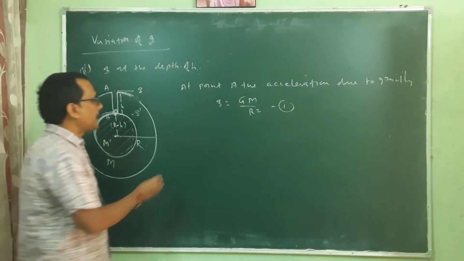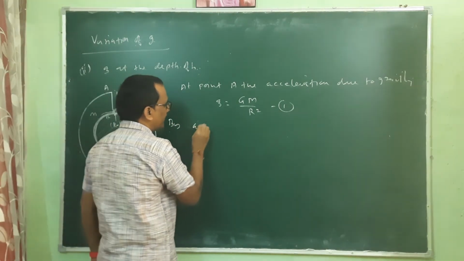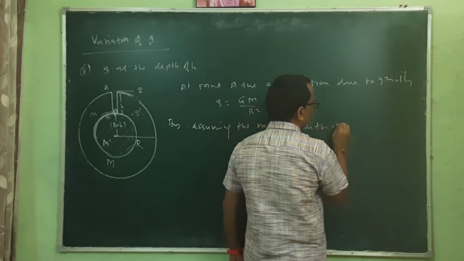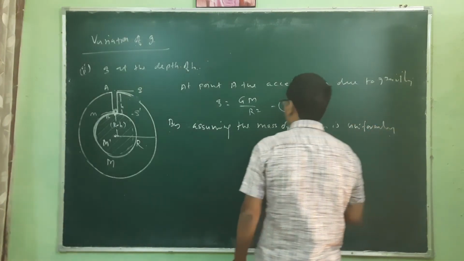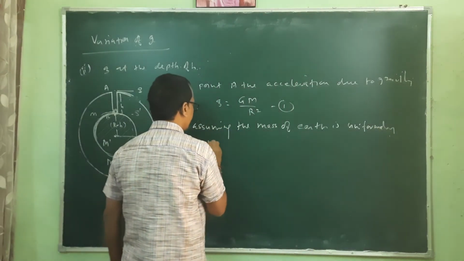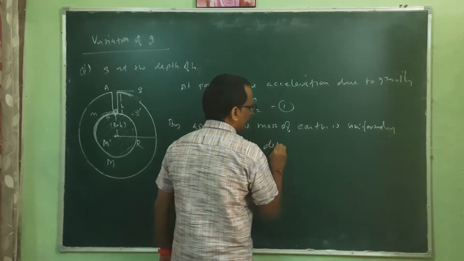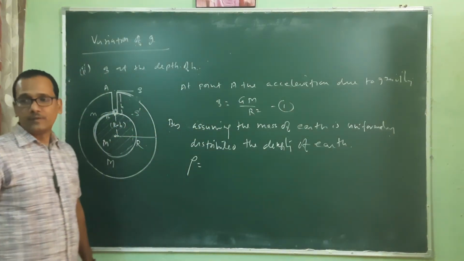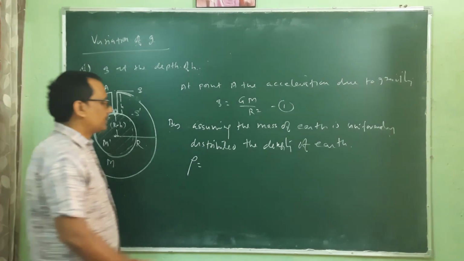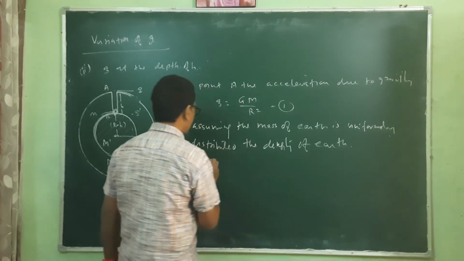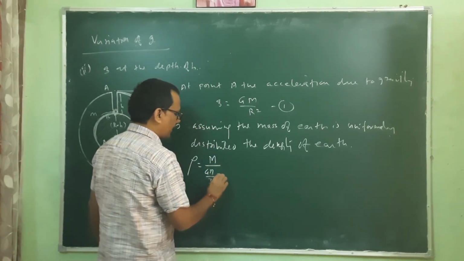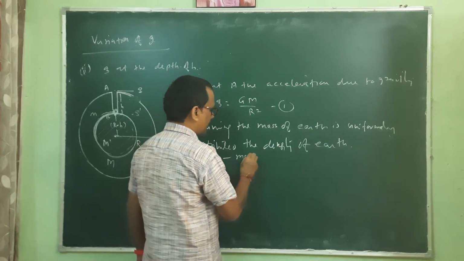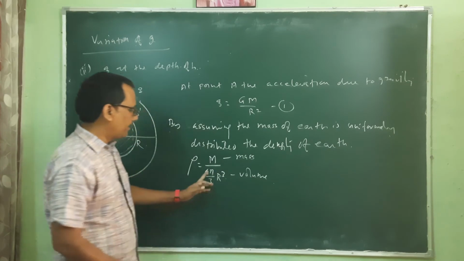So by assuming the mass of Earth is uniformly distributed, the density of Earth, let's say that is rho, is equal to mass upon volume. The mass is M, and the volume is 4 pi by 3 R cube, by assuming this is a very big sphere. This is the density.